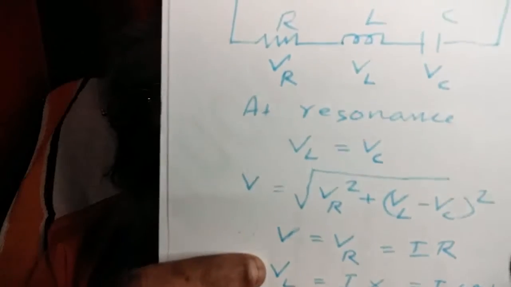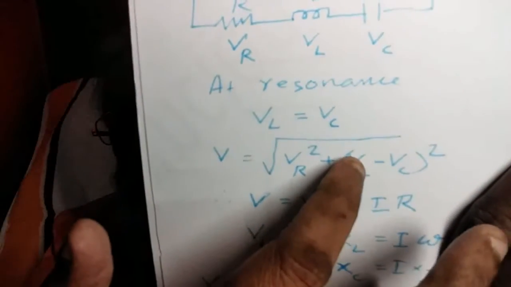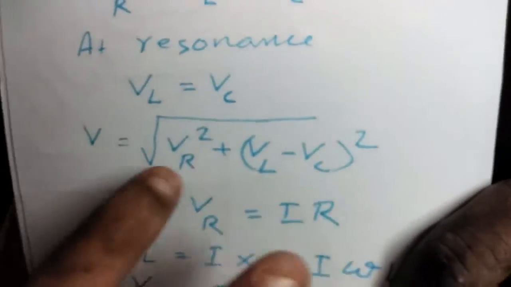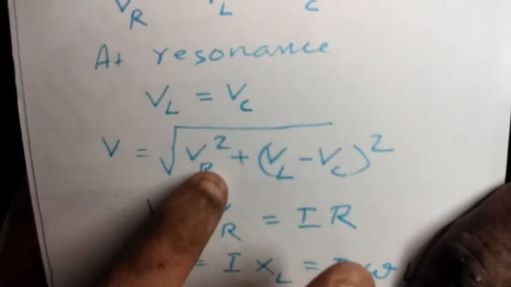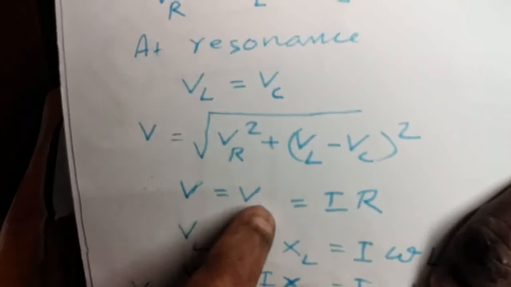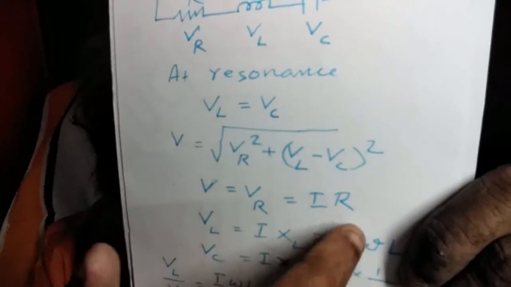Now at resonance, VL is equal to VC because omega L equals 1 by omega C. So I into omega L, that is VL, equals I into 1 by omega C, that is VC. So at resonance, VL equals VC, so that V equals the square root of VR square, or V equals VR. That is, the applied voltage is equal to the voltage across the resistance. VR is I into R.